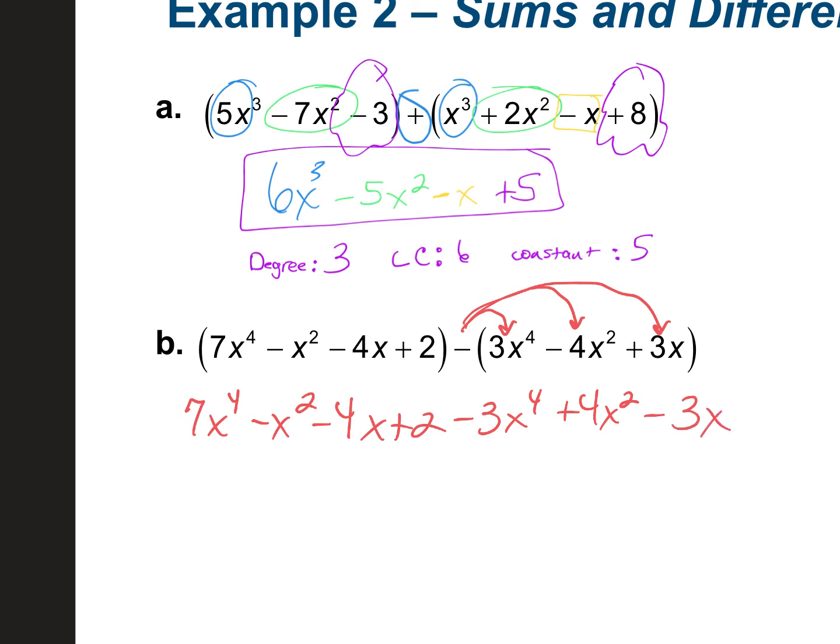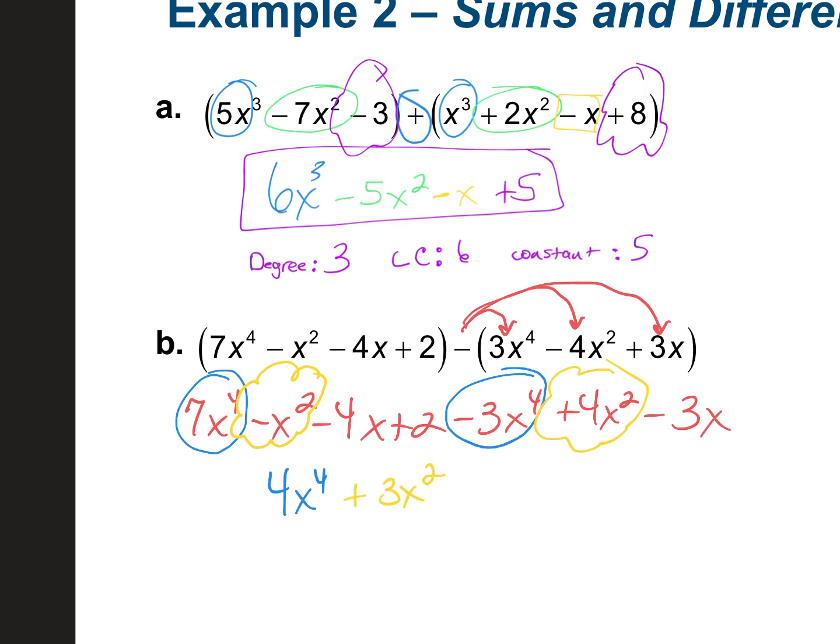Good. Now, once we've distributed that negative, I can go through and combine like terms. What's the biggest exponent you see? 4. So I have 7x to the fourth and a negative 3x to the fourth. Remember, that sign in front stays with that term. So what's 7 minus 3? 4. Yep, 4x to the fourth. Then my next exponent would be 2, right? So a negative x squared and a positive 4x squared. Plus 3x squared. Then I have x to the first power. So I have a negative 4x and a negative 3x. Negative 7, perfect, negative 7x. And then what's left over all by itself? Plus 2. Perfect.